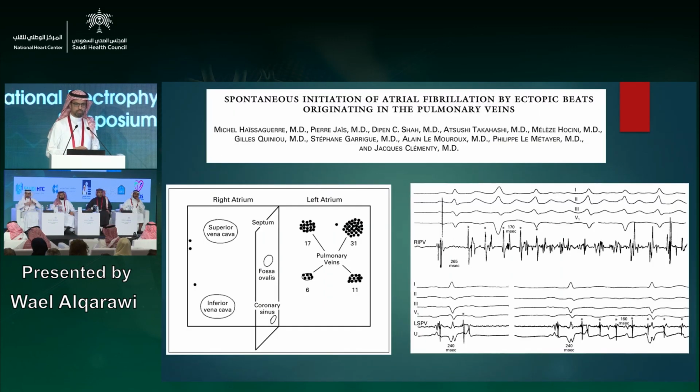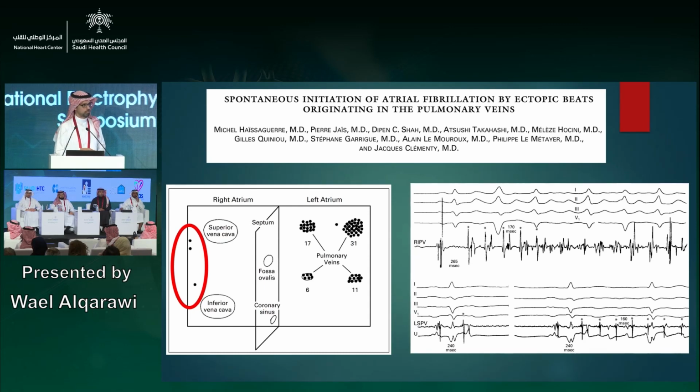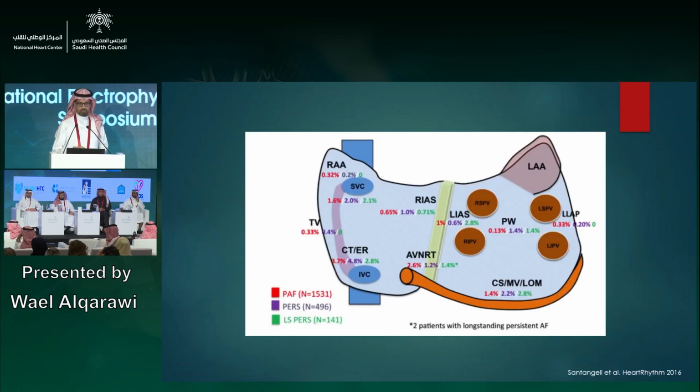So since the initial description by the Haissaguerre group, pulmonary vein isolation is the cornerstone of AF ablation. However, even back then, there was this recognition that there are extrapulmonary vein triggers that can initiate atrial fibrillation. This was replicated by other groups. This is, for example, the UPenn group, where they systematically looked at triggers of atrial fibrillation, and in their experience, up to 9% of patients have triggers outside of the pulmonary vein.